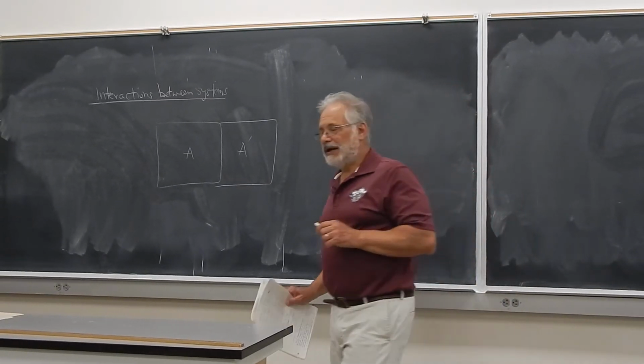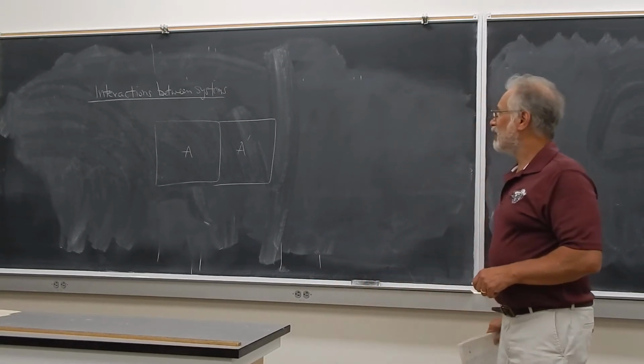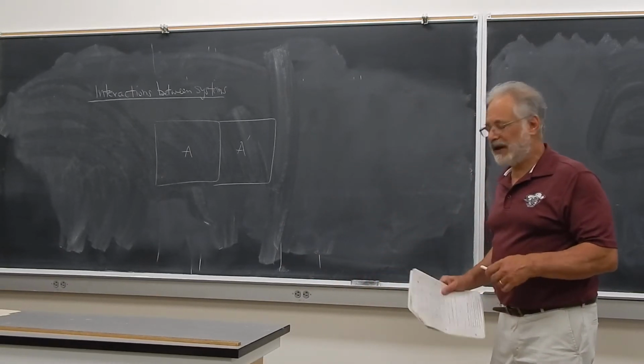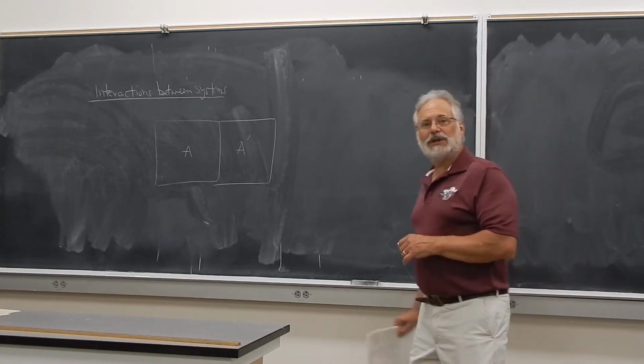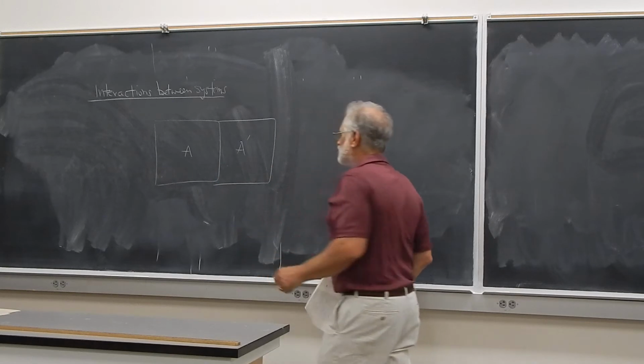Last time we were talking about interactions between systems, thermal interactions, mechanical interactions. Today I want to continue along that vein. I want to just review a little bit about what we said last time. So we have two systems interacting, system A and system A prime.